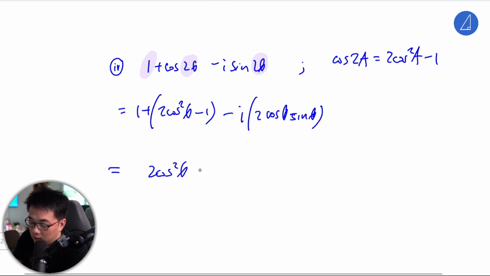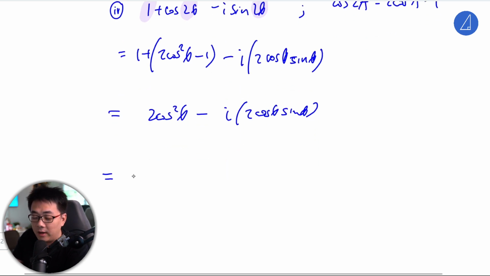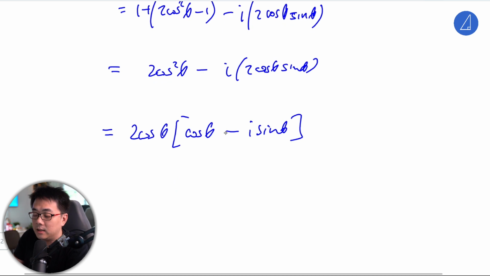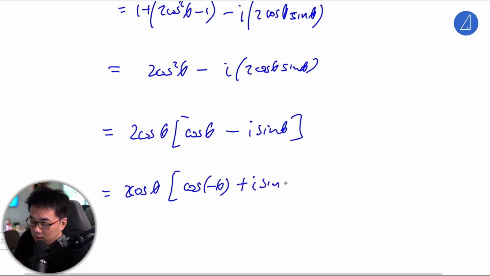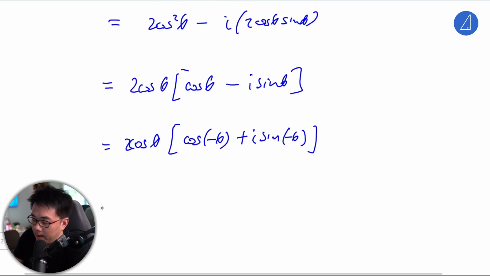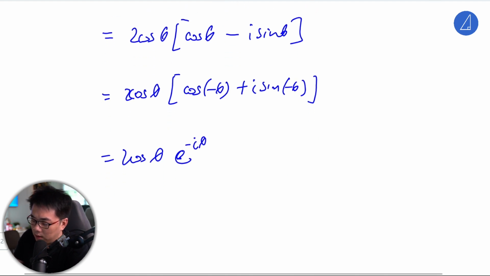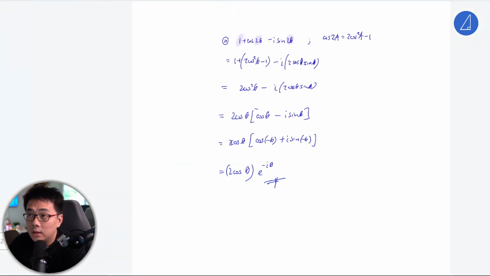So it's 2cos²θ minus i 2 cos θ sin θ here. Then what we do is just factorize the 2 cos θ out: cos θ minus i sin θ. Okay, then realize that this is minus. You need it to be plus. Absorb it in. That will be cos(-θ) + i sin(-θ). And that will be 2 cos θ e^(-iθ). Okay, there you go. So let me just rearrange this: 2 cos θ e^(-iθ).